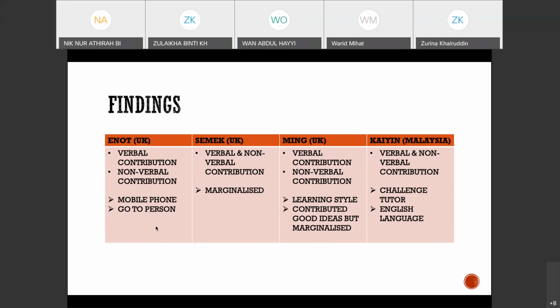With Ming, he did not verbally contribute at all during whole group discussion, but he did a little bit during small group discussions, and he contributed non-verbally. Many times he took notes, and he nodded. He was engaged with the content.